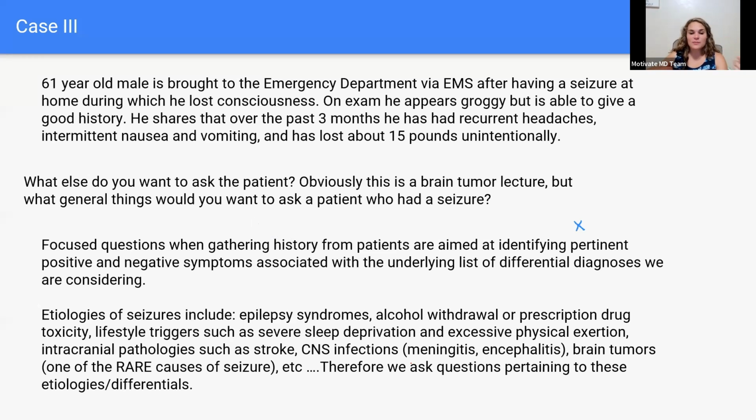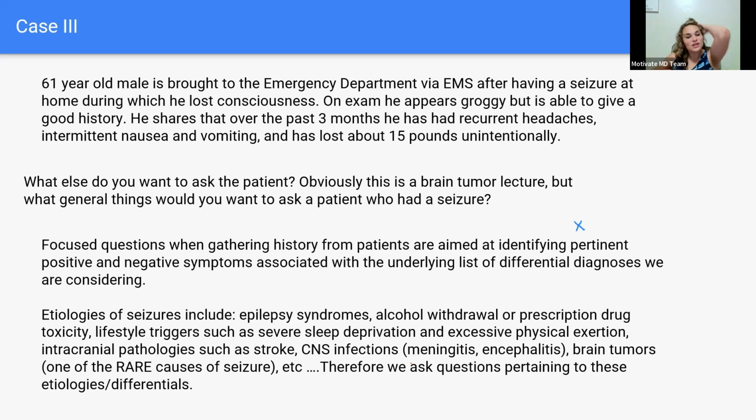So for example, somebody had mentioned, does he have a history of seizures? Because that's certainly a cause of seizures, like he has an epilepsy syndrome. What was he doing beforehand? Was he drinking a lot of alcohol? Did he take some prescription drugs? Was he just going a really long time without sleeping? Was he doing a lot of excessive physical activities? So all of those are good things to ask the patient.